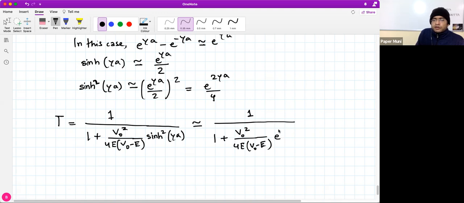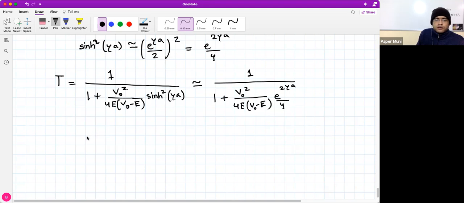Okay, instead of the sine hyperbolic we can write it like this: 2 gamma a divided by 4. If we just simplify this, we'll get this thing, 16. Now, because gamma is very high and a is very high, this term is very high compared to this one. So we can approximate this to this thing.